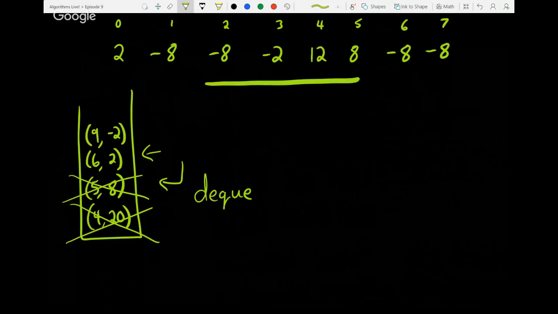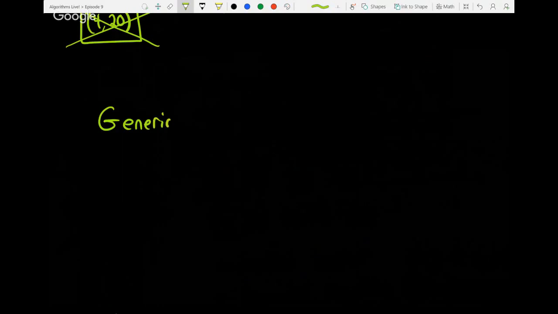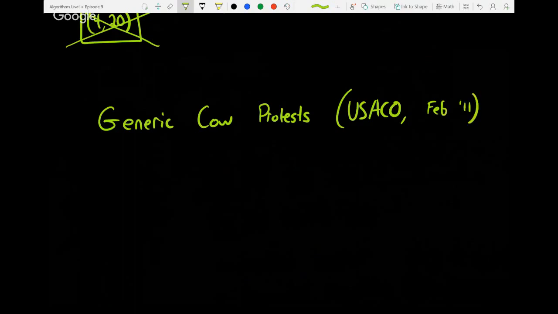So let's move on to another problem using this technique that can come up. It's this USACO problem, which you can look at on the blog post for this episode. It's called Generic Cow Protests. This is from USACO, from February 2011, and Neil Wu wrote this problem, so give him credit.